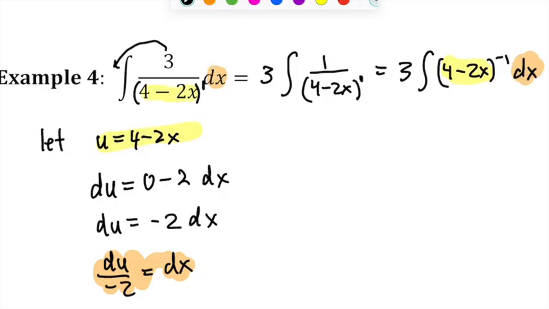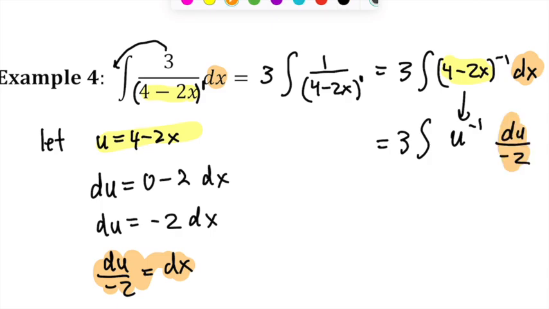And we're going to substitute u in for 4 minus 2x. So this is going to be u to the negative 1. Okay, so now, again, this is a constant. I'm going to pull this outside.